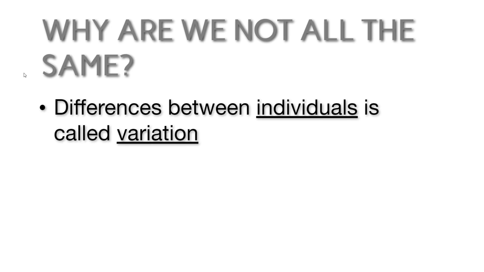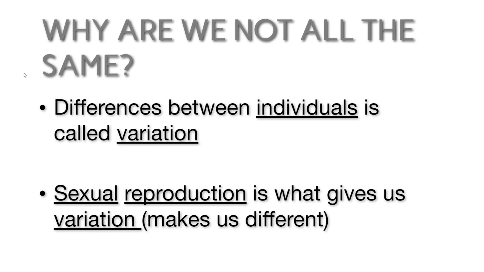Why are we not all the same? Okay, there's differences between individuals, and those differences are called variation. Sexual reproduction is what gives us variation or makes us different. So asexual reproduction, remember, makes everyone the same, exact copies. Sexual reproduction makes everyone different.